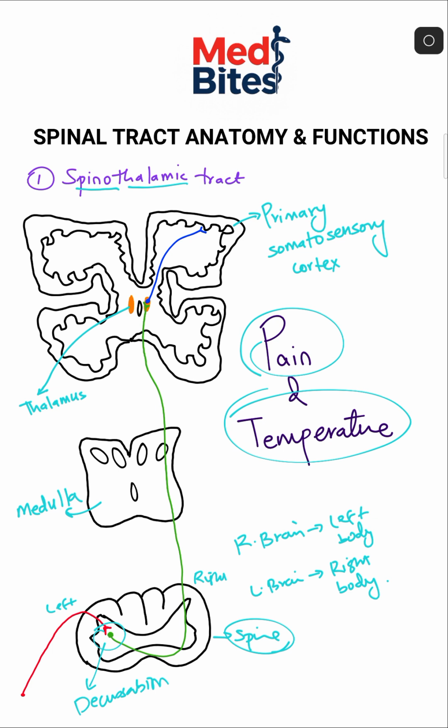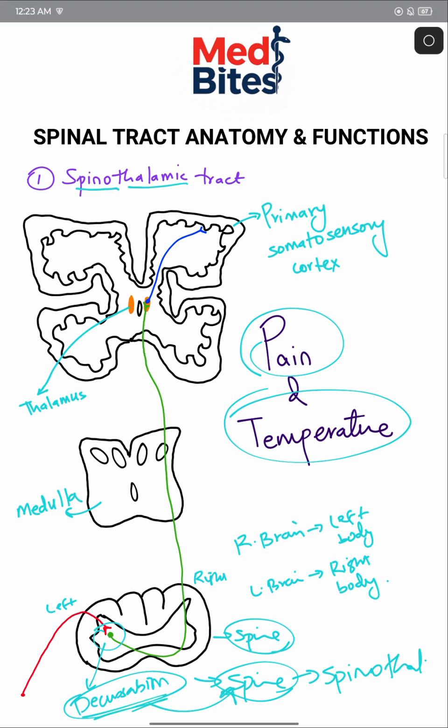Now, the feature of the spinothalamic tract, the way I like to remember it, is that decussation happens in the spine. Spinothalamic tract. So the decussation happens in the spine. And the rest of it is pretty simple. So, it crosses early in the spinal cord.